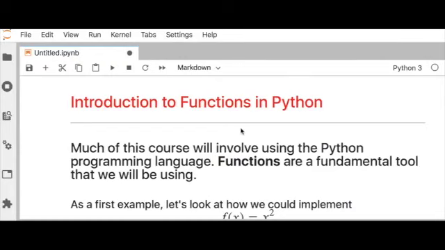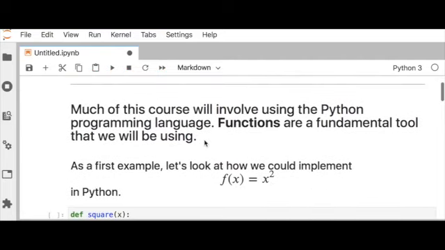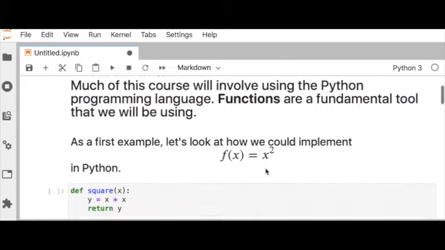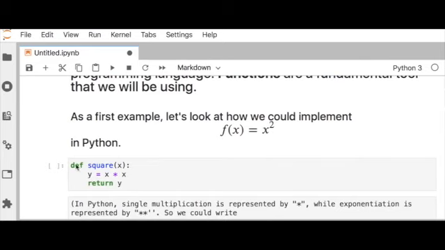Let's talk about Python functions in the Python programming language. So we're going to be using Python a lot, and functions are one of the major tools we'll be using. To start off with, let's look at how we could implement something like f of x equals x squared in Python. Here I have one way I could write it. Def square of x colon y equal x times x, return y.